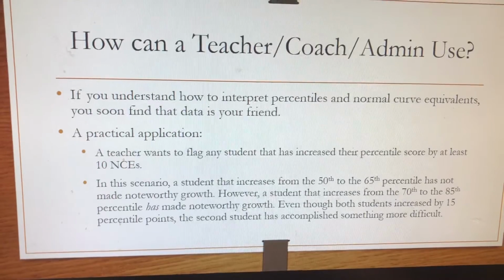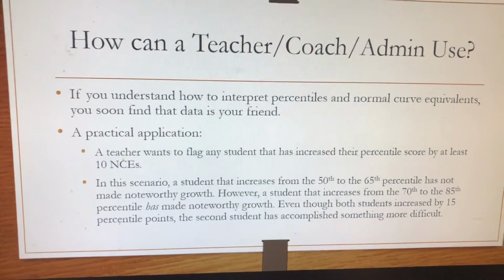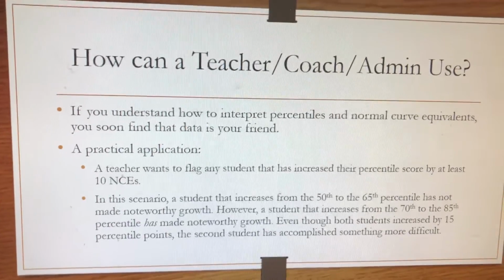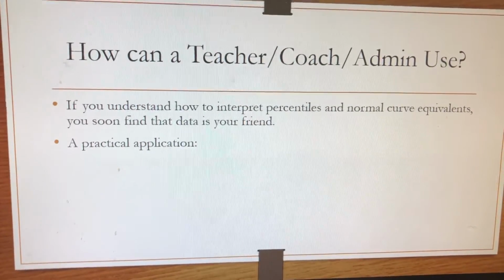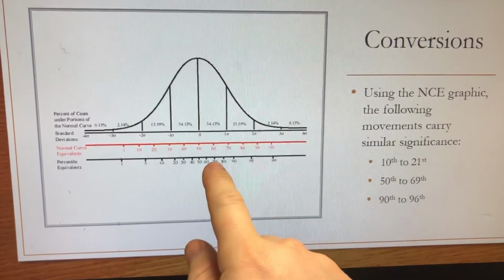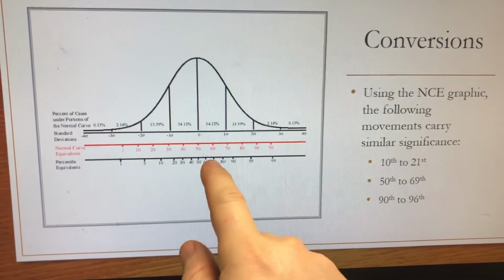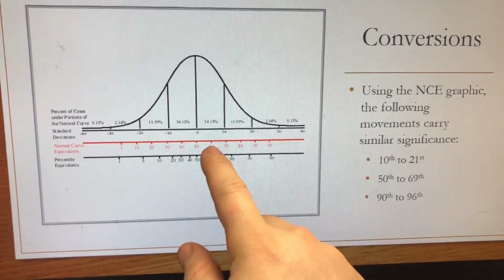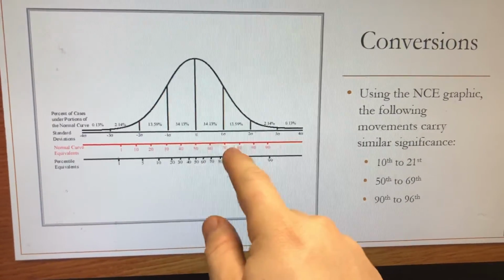However, a student that increases from the 70th to the 85th has made noteworthy growth. Even though both students increased by 15 percentile points, the second student has accomplished something more difficult. So remember that number, 70 to 85. If I go from 70, which is about 61, to 85, that's going to be at least 71 or past. I've made my requisite 10 I was looking for.